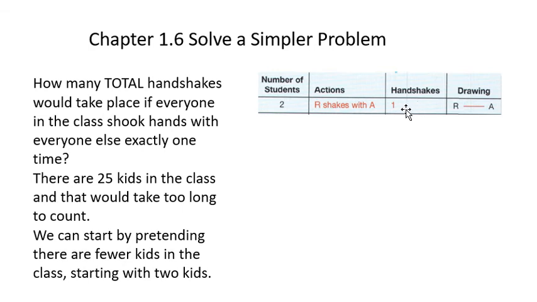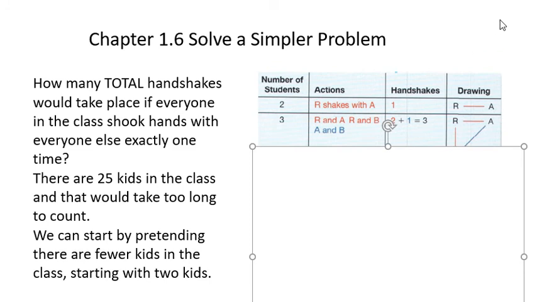That's the simplest one we can do, unless we say, well, what if there's only 1 student? Then there would be 0 handshakes. But that's a little bit too simple. So let's see what would happen if we would have 3 students. I'm going to have 3 students right there.